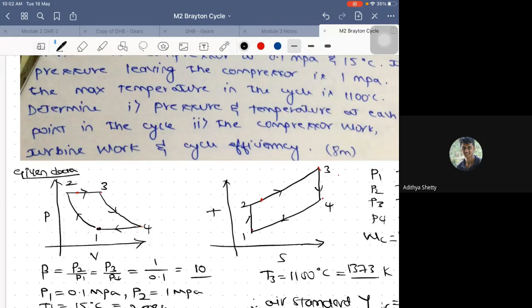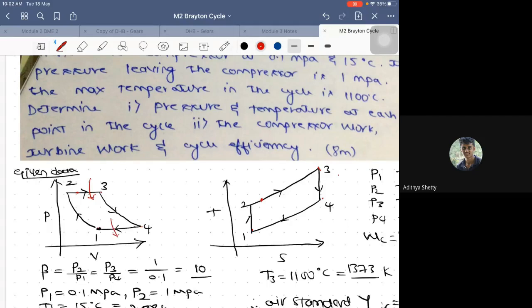1 to 2 is adiabatic compression, where the gas gets compressed. 2 to 3 is isobaric heat addition, so heat addition happens in 2 to 3. Next, 3 to 4 is expansion in the turbine. Next, 4 to 1 is heat rejection from the system.